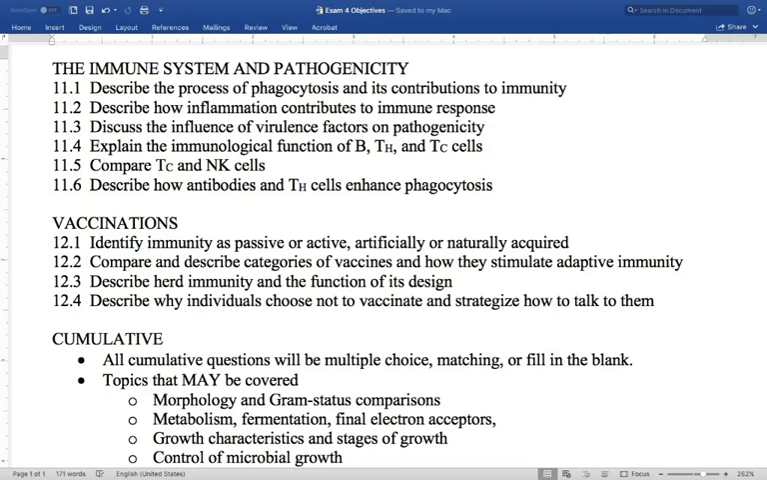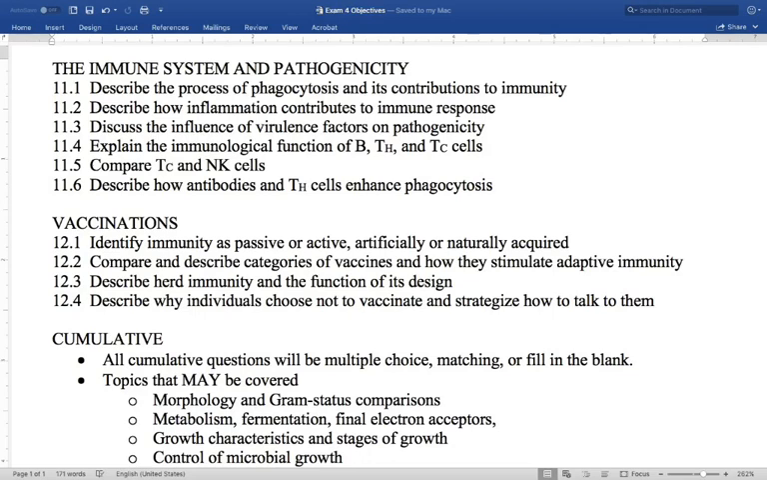Speaking of T cytotoxic, you should be able to explain the immunological function of them and T helper and B cells. Be able to know what their function is and how they perform that function. For example, B cells secrete antibodies, but they don't do so until they've recognized a particular epitope or a particular piece of a pathogen on the surface of their cells. T helper cells regulate the immune response, and T cytotoxic kill cells. You should know how T cytotoxic cells recognize and kill infected cells.